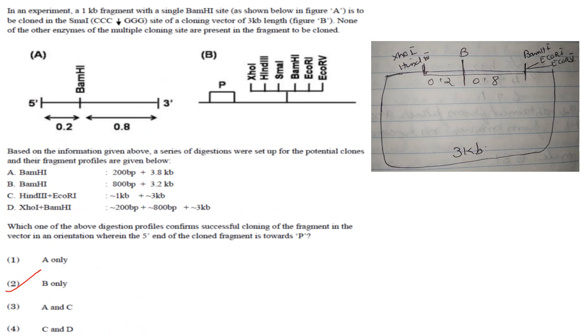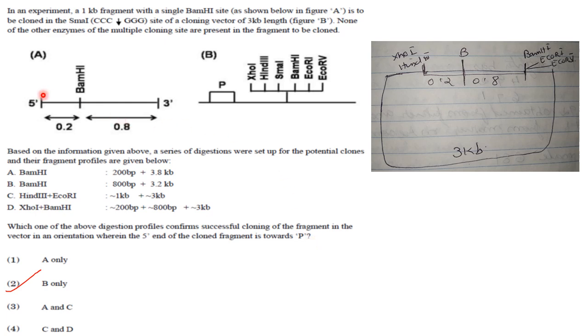Then next one. In an experiment, a 1 kb fragment with a single BamHI site as shown in figure A, this figure, is used to clone in the SmaI site of the cloning vector of 3 kb length. This is the cloning vector, this is the promoter, this is the SmaI site. None of the other enzymes of the multiple cloning sites are present in the fragment to be cloned. Based on the information given above, a series of digestions were set up for potential clones and the fragment profiles are given below. Which one of the above digestion profile confirms successful cloning of the fragment in the vector in an orientation wherein the 5' end of the cloned fragment is towards P? That is, it is in the sense orientation.